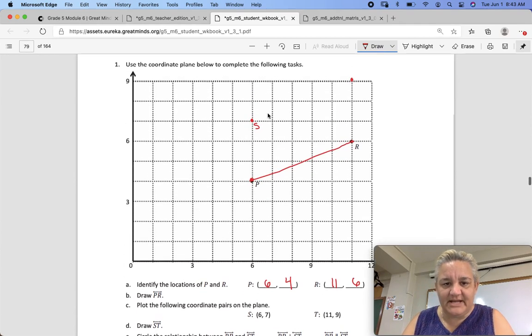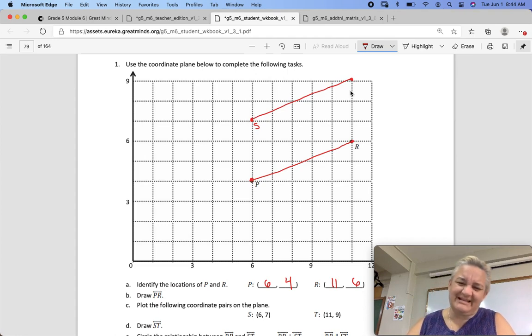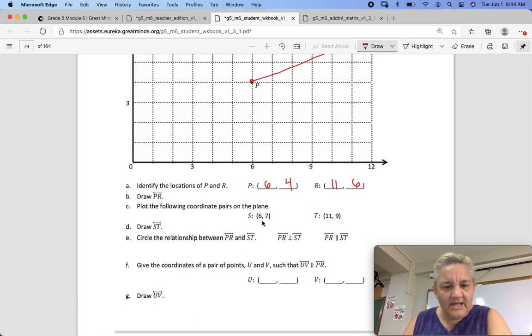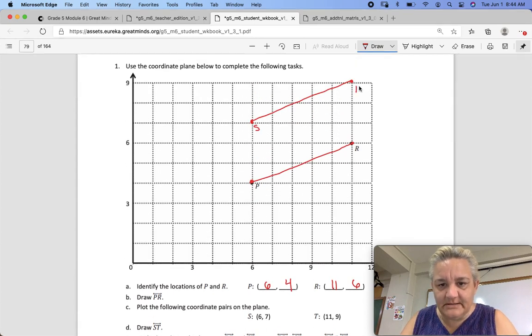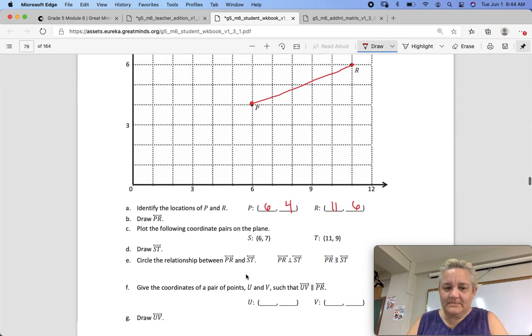We are creating shapes is what we're doing. Remember all that geometry we were doing, creating shapes? And we said that parallelograms had to have parallel lines. Well, those are two parallel lines, and if we were to connect them, that would be a parallelogram. So draw ST. Oh, I already did. There's my T. Please label everything. Label your points. If it's asking you to draw a point, label that point.